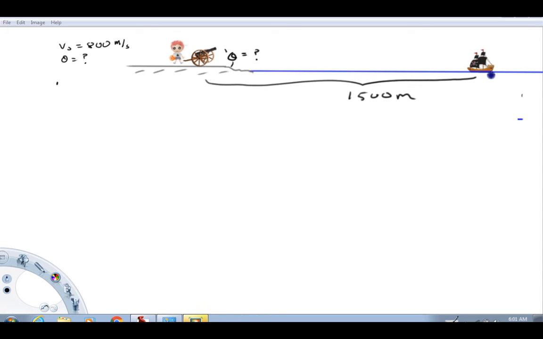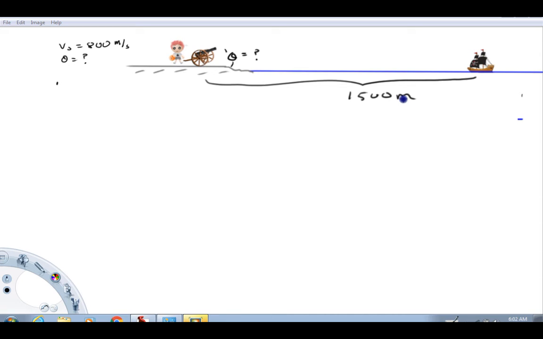So what we have right here is the Black Pearl. And we've got little Timmy playing basketball, who sees that ship coming. Timmy's going to try to defend the port with his cannon, which has a known muzzle velocity of 800 meters per second. The big question is: at what angle with respect to the horizontal does he need to point that cannon to have a shot at taking out the Black Pearl at a 1500 meter distance?